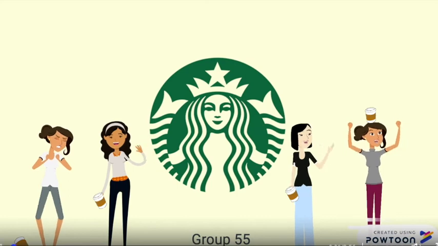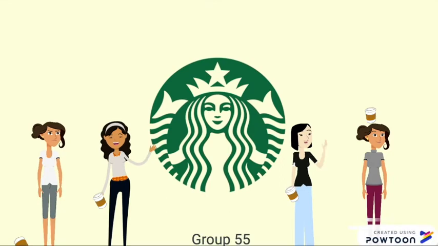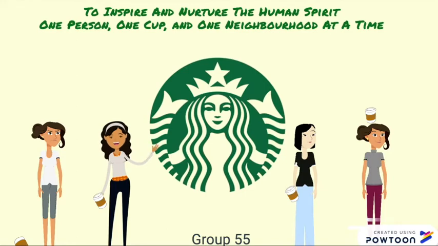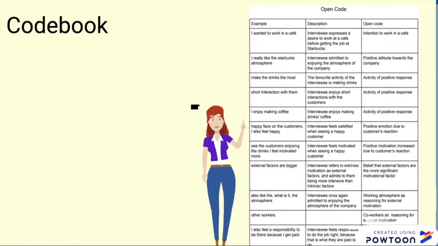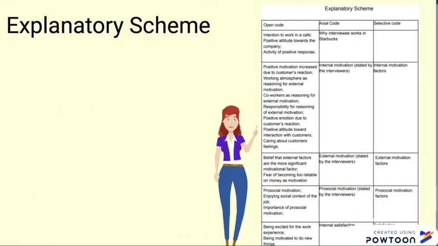Hello, we are Group 55, and for our qualitative research, we selected Starbucks, a global coffeehouse chain. Starbucks goes by the mission to inspire and nurture the human spirit, one person, one cup, and one neighborhood at a time. We interviewed 4 Starbucks baristas, and in this presentation, we will go over the open, axial, and selective codes that we generated. We'll end with a reflection on our research question.